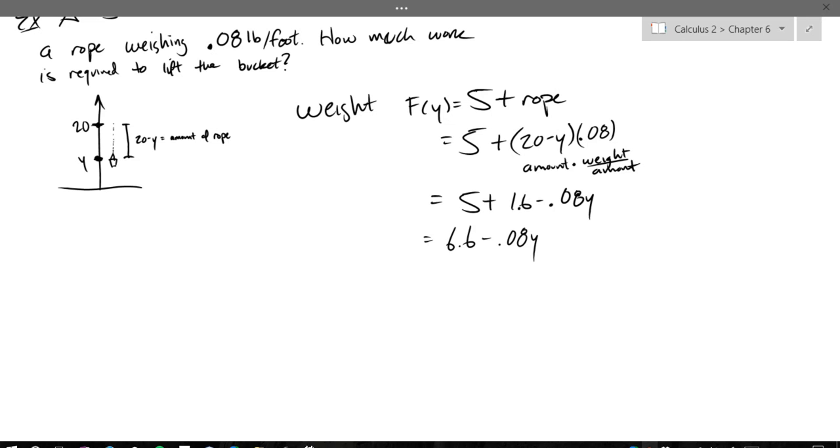From your 20-foot to your y height. So we got all that added together. So as our force, all we have to do to get work is pretty much integrate. And there's not any more to it than that. So we're just going to integrate.